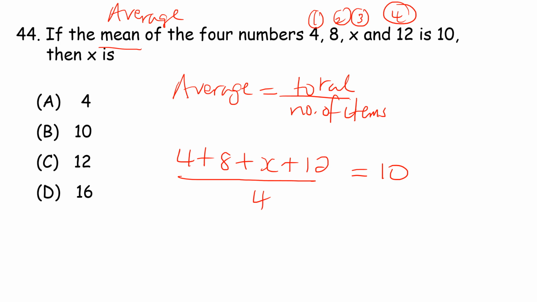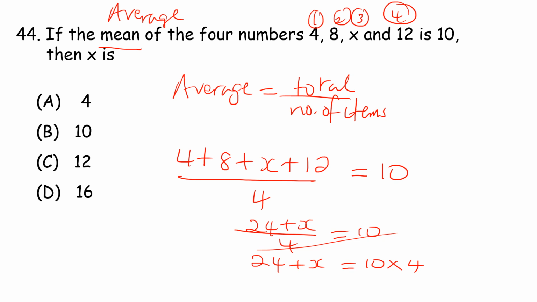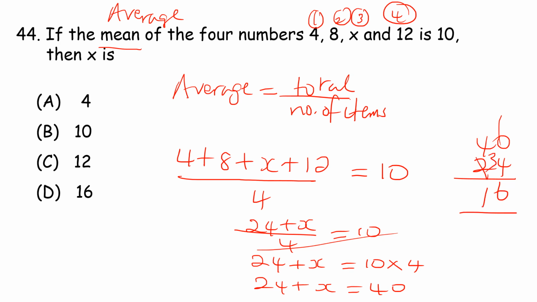So we're going to add up the top, and we're going to get 8 plus 4 is 12. 12 plus 12 is 24. So that's 24 plus x over 4 equals 10. You can do this as an equation, algebra. So 24 plus x is equal to 10 times 4. So we cross multiply, and we get 24 plus x is equal to 40. So what must I add to 24 to get 40? Subtract 24 from 40. I'm going to get 16. So the fourth number is 16.